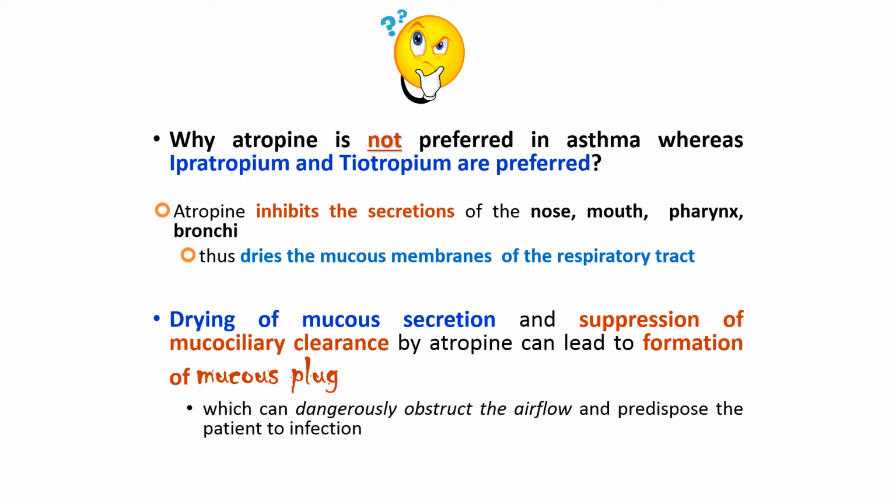All these aspects, like drying of mucus secretion and suppression of mucociliary clearance, can lead to formation of a mucus plug. And what this mucus plug can do is obstruct the airways and predispose the patient to respiratory infection. So these are the aspects that you should remember while discussing why atropine is not preferred and why ipratropium bromide or tiotropium bromide is preferred.